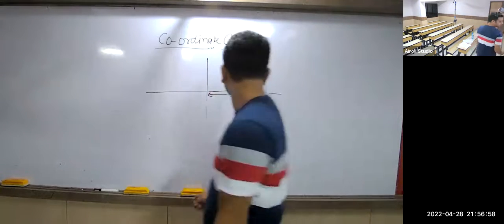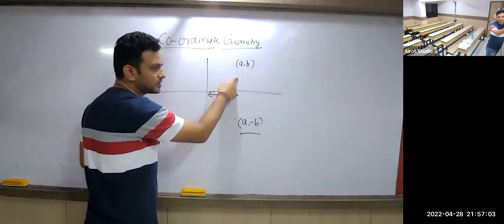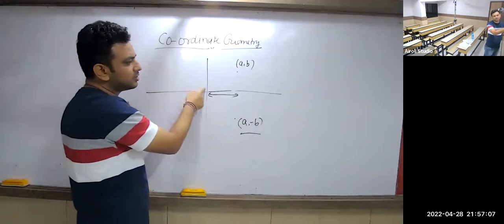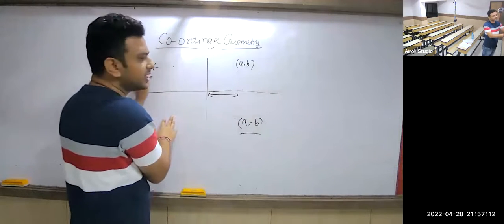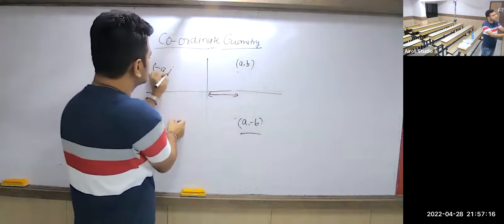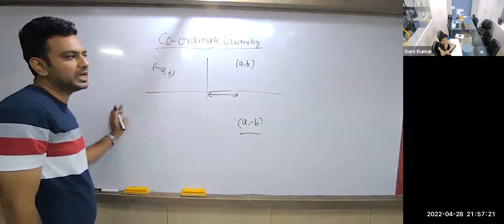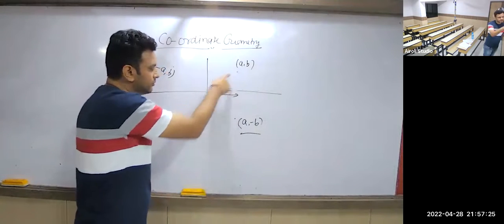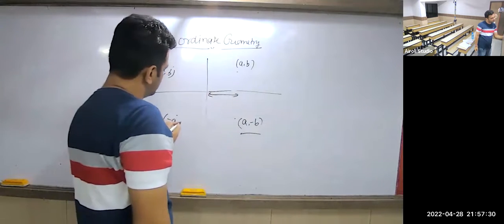If I want a reflection about the y-axis, it will come here. Our x was positive, now it will become negative, and y will be the same since it is above the x-axis, so it will be (-a, b). If I want the reflection about the origin, it will come here, and the coordinate will be (-a, -b).